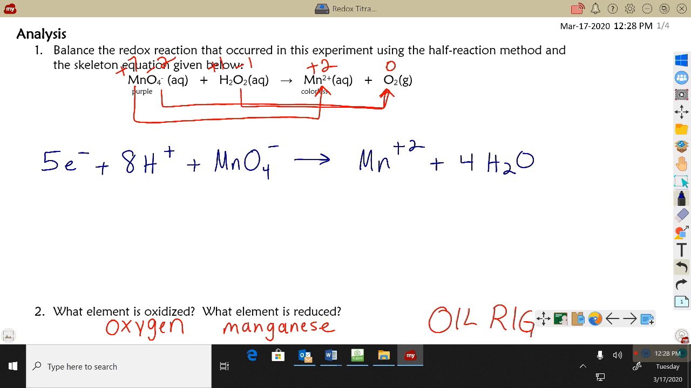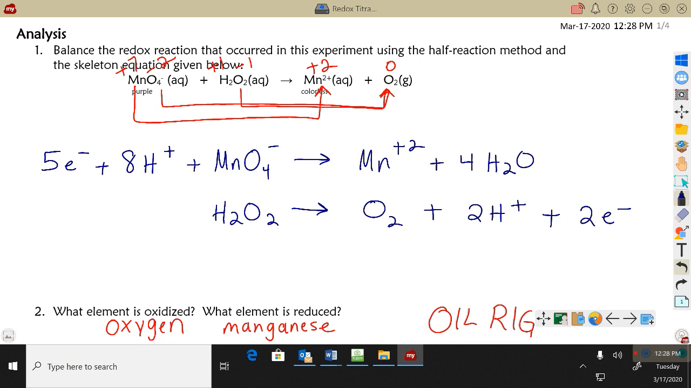Halfway there. The other half reaction must be my hydrogen peroxide going to oxygen. This time I don't have anything besides hydrogen and oxygen. My oxygen are balanced. There are 2 on each side. So all I've got to do is add the 2 hydrogen ions. And then finally balance the charge. My reactant side is neutral, so I'm going to have to bring this product side to neutral as well. +2, -2.